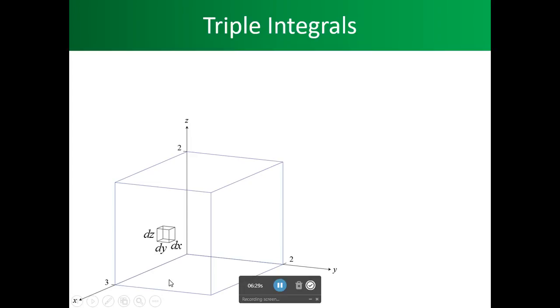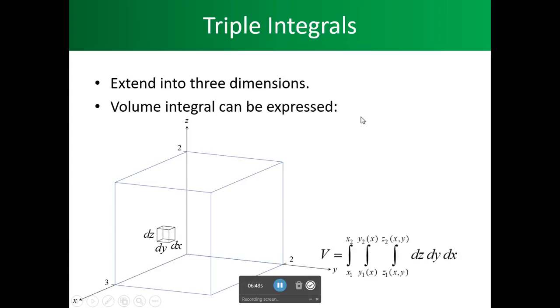Okay, and so that's what we're looking at. That's how we're going to control the, what do we call it? Control the limits on our integral.